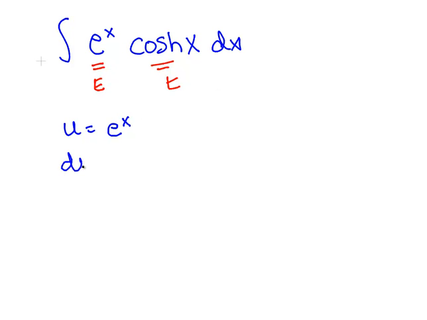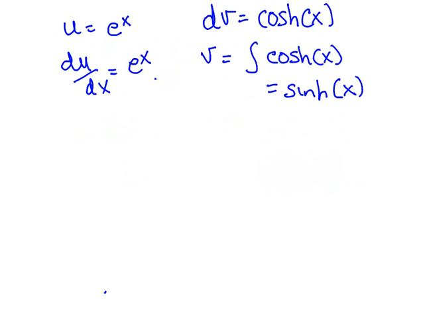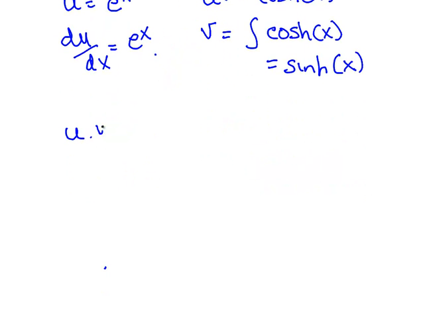du/dx is equal to e to the x. Okay. Now, dv is equal to cosh of x, and v is the integral of that, the integral of cosh of x, and that's equal to sinh of x. Okay. So putting that together, we get u times v minus the integral of v du.